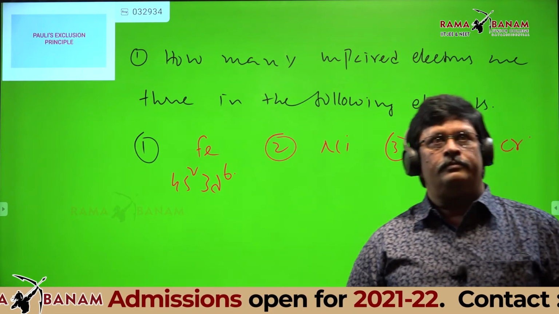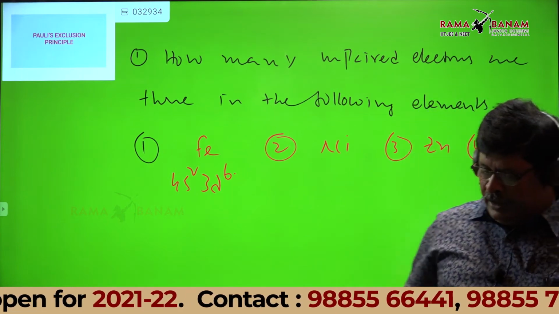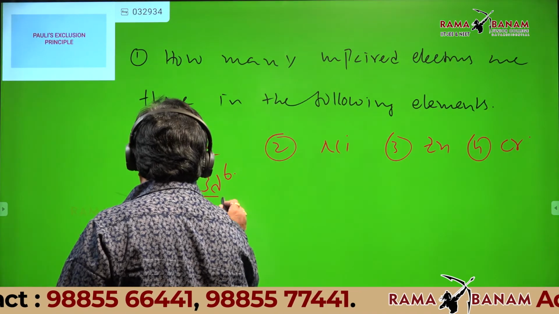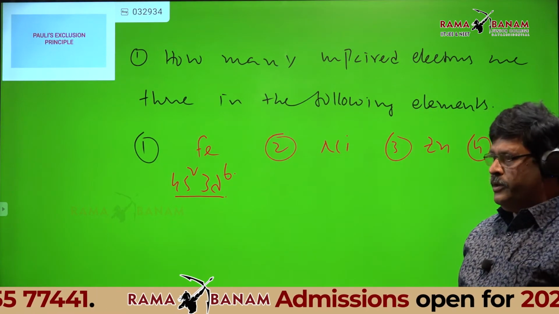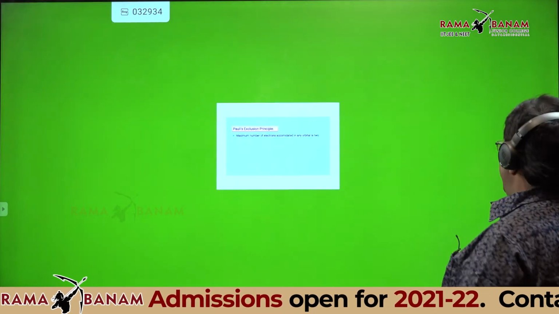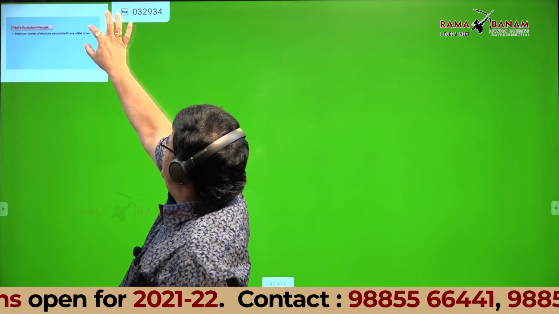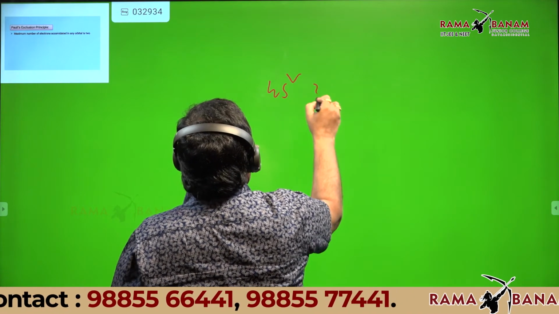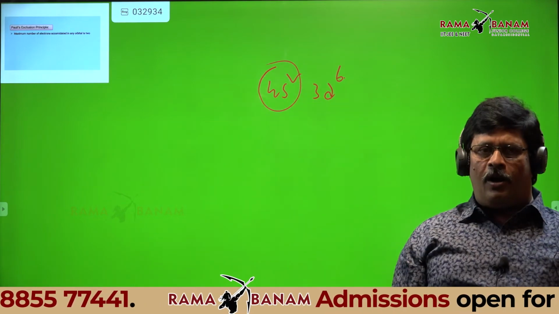Ferrous. Can anyone tell how many unpaired electrons are there in this iron? Four. Can I explain how it is? Students? Sir, in the d orbital. 4s2 is completely filled here, no unpaired electron.